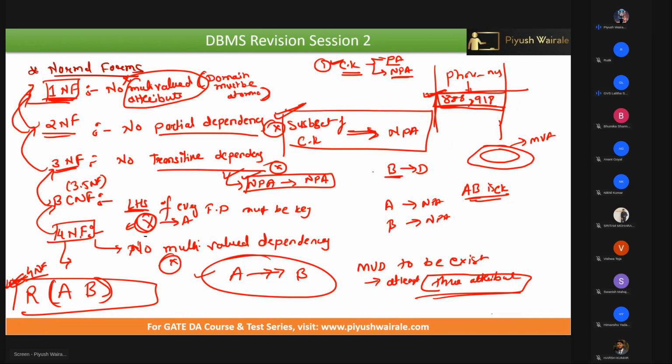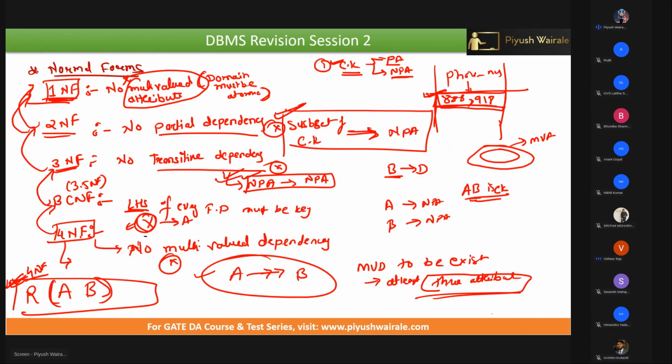Okay, it's a proper subset. So the 4NF, if we say something is in 4NF, then it is in BCNF as well, right? Yes. Okay, so here it's a proper subset of candidate key, that is basically partial dependency.